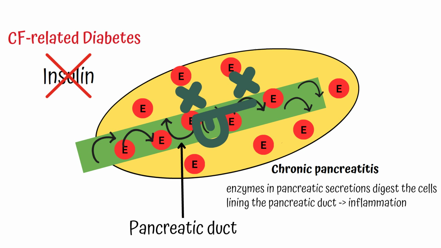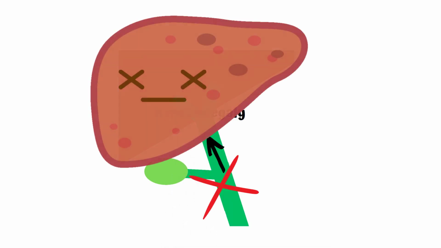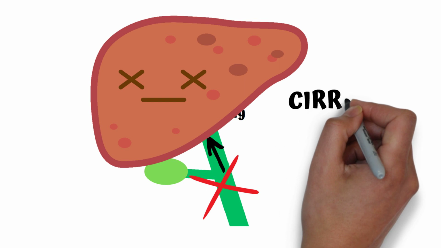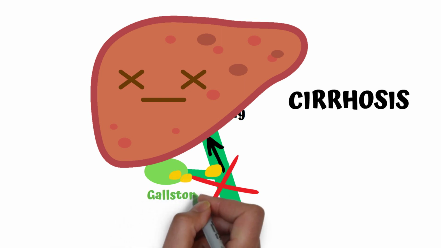The thickening of secretions in the biliary tract can lead to obstruction in the bile duct and backup of fluid to the liver. This can cause enlargement of the liver and ultimately lead to cirrhosis. The obstruction of bile also disrupts the balance between bile salts and cholesterol in bile and produces gallstones.